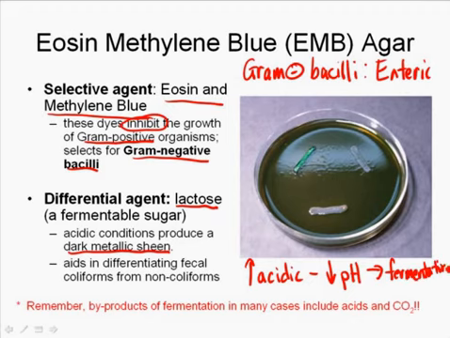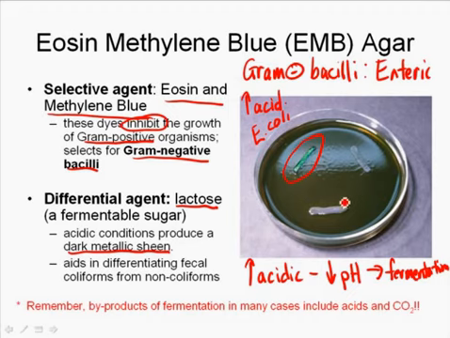So let's look here on the plate. First thing you notice is that nice dark metallic green sheen. That's an indication that there is a lot of acid produced. That means that due to the fermentation of lactose, this particular organism decreased the pH quite significantly in the plate. E. coli is a member of the enterics that has the ability to produce lots of acid when it's fermenting lactose. Therefore, E. coli gives a dark metallic green sheen on a plate.